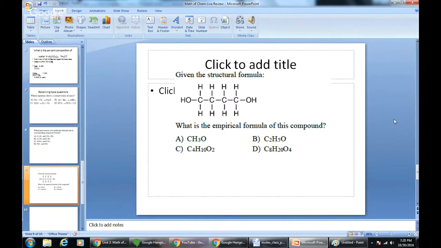There are 4 carbons. There are 10 hydrogens, so C4H10O2. Now that's a molecular formula, and I know it's a molecular formula because I can divide the subscripts by a greatest common factor. So the molecular formula for this would be C4H10O2, divide everything by 2. So it becomes C2H5O. And that is answer choice B.